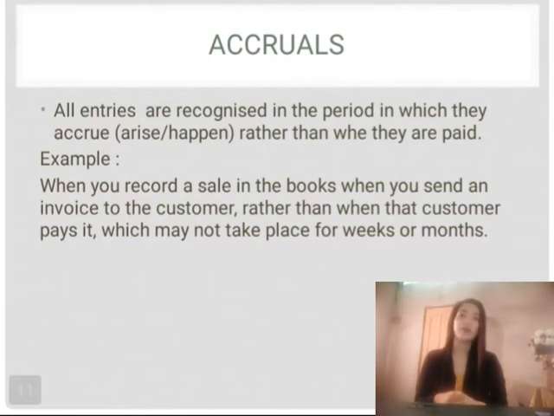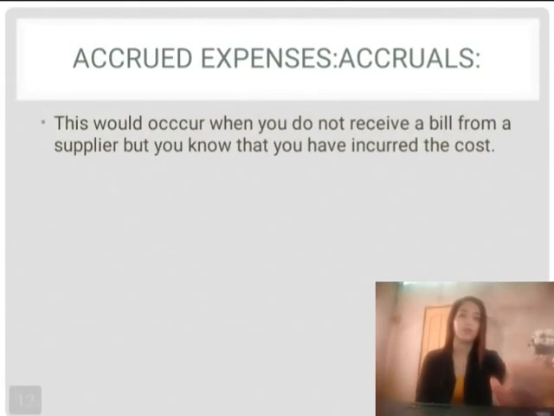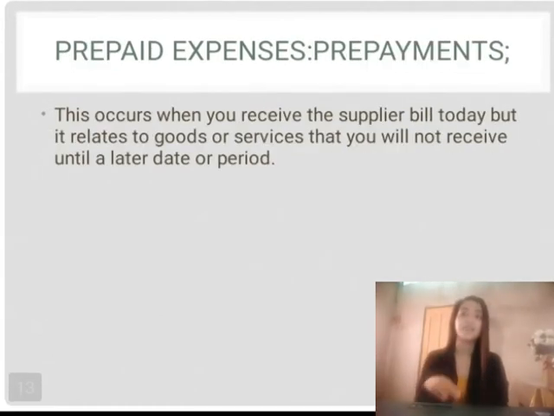There are several additional accounting adjustments which may be needed to ensure that you are following the concepts in all reports. First is the accrued expenses accrual. This would occur when you do not receive a bill from a supplier but you know that you have incurred the cost. Second is prepaid expenses, or prepayments. This occurs when you receive the supplier's bill today but it relates to goods or services that you will not receive until a later date or period.